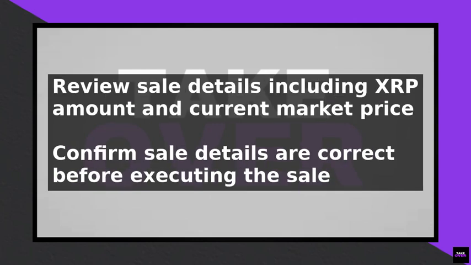Once you have confirmed, the sale will be executed and the funds will be credited to your Etoro account. It is essential to note that the price of XRP can fluctuate rapidly. So the price you see when you initiate the sale may not be the same as the price when the sale is executed. This is known as slippage and it is a normal part of trading.